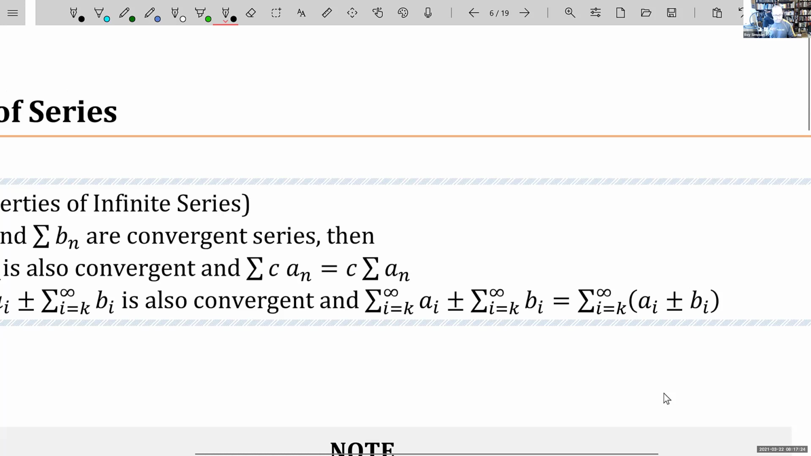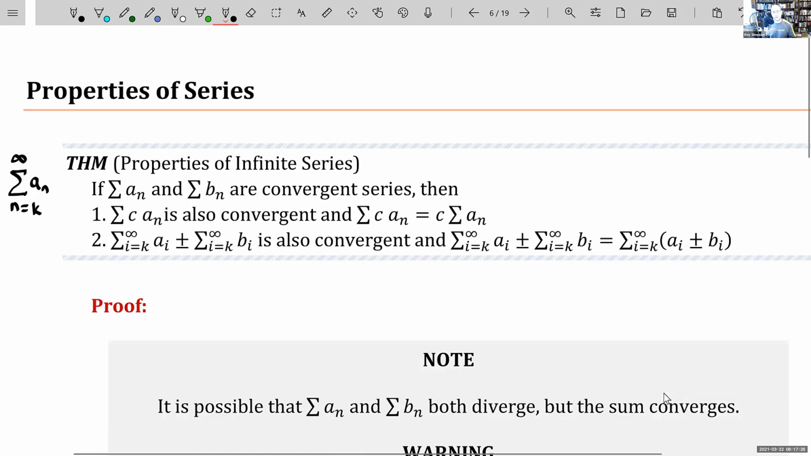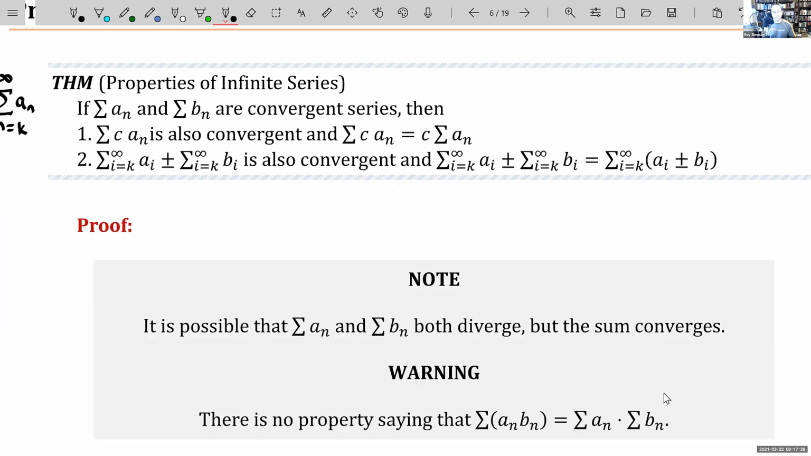And I say proof here. I don't know if I actually want to do a proof on this. Maybe. I might do a proof in a bit. I'm going to go ahead and just spend a moment talking about these notes before I make my decision.